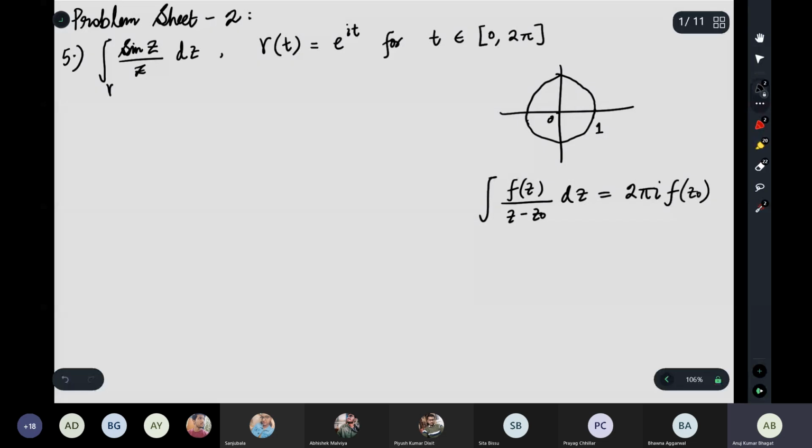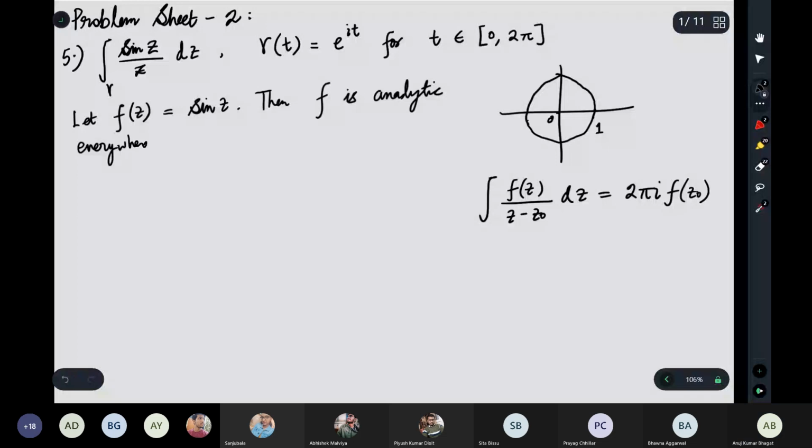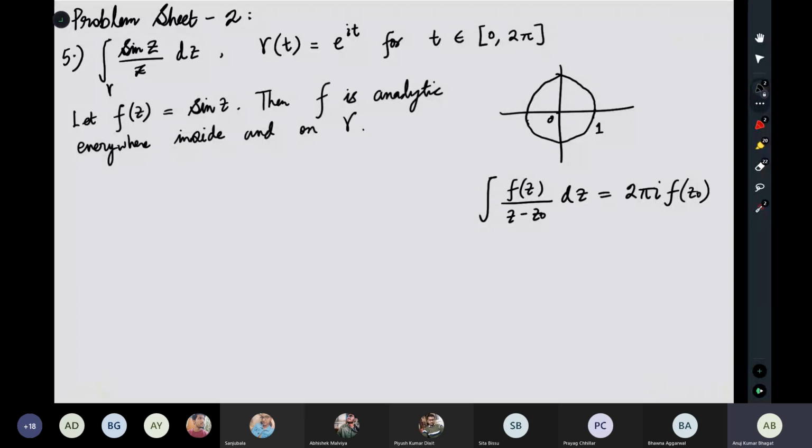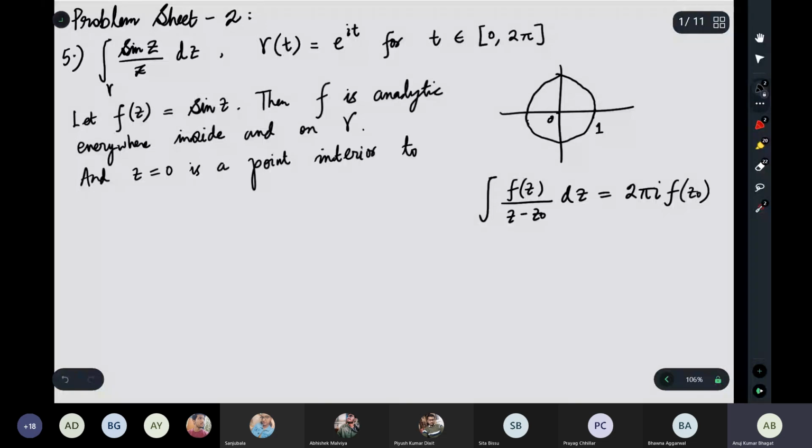So it is very clear here. I will take the function to be sin z. Sin z is entire, that is, it is analytic everywhere. So f is analytic everywhere inside and even on gamma. I'm taking the function this way, and z equals 0 is a point interior to gamma. Definitely this point z equals 0, I'm taking this as z0, so this point is interior to this contour.